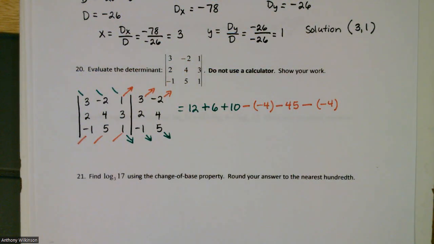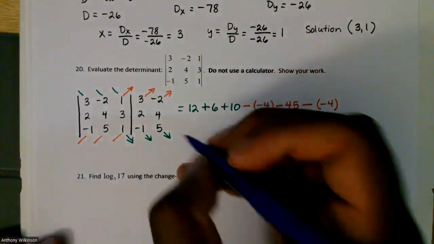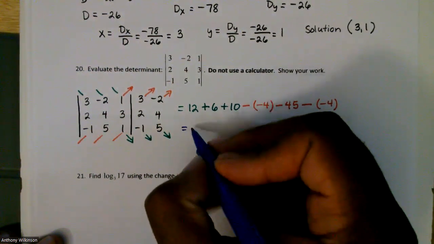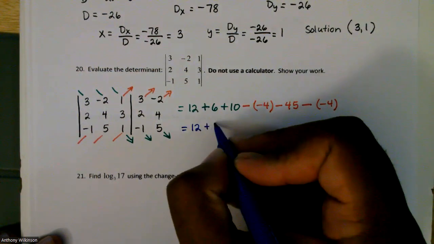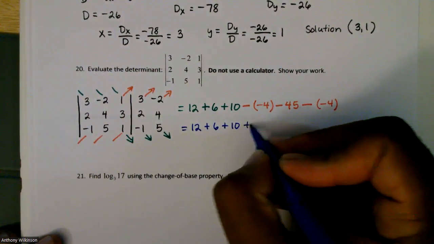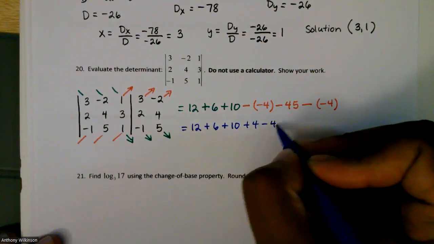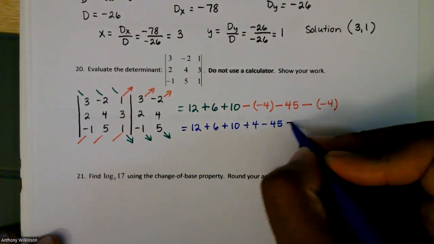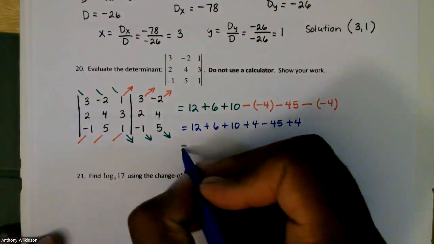And then next, I'm going to kind of do this. Of course, you can type all this in the calculator, but I'm going to do this. 12 plus 6 plus 10. And I'm going to write minus a -4 is plus 4. Then minus 45. And again, minus a -4 will be plus 4.